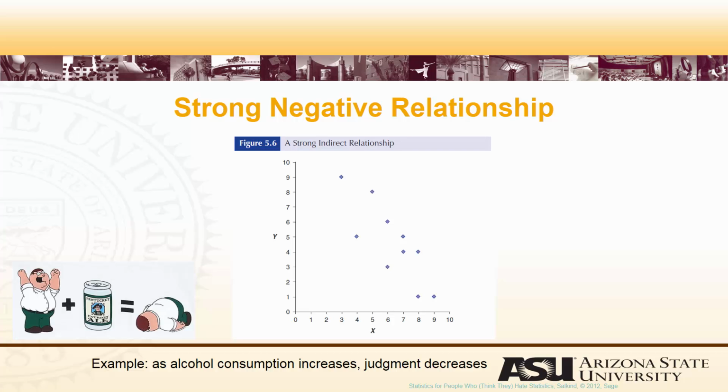Here we have an indirect relationship. As alcohol consumption increases, judgment will decrease. And again, we may get some variation in there in terms of just how much alcohol and judgment has been impacted, but in general, the more that one would consume alcohol, the worse their judgment would get. So that's going to be a negative relationship. We can see it's very strong. That's the pattern that we see on the X and Y relationship there.